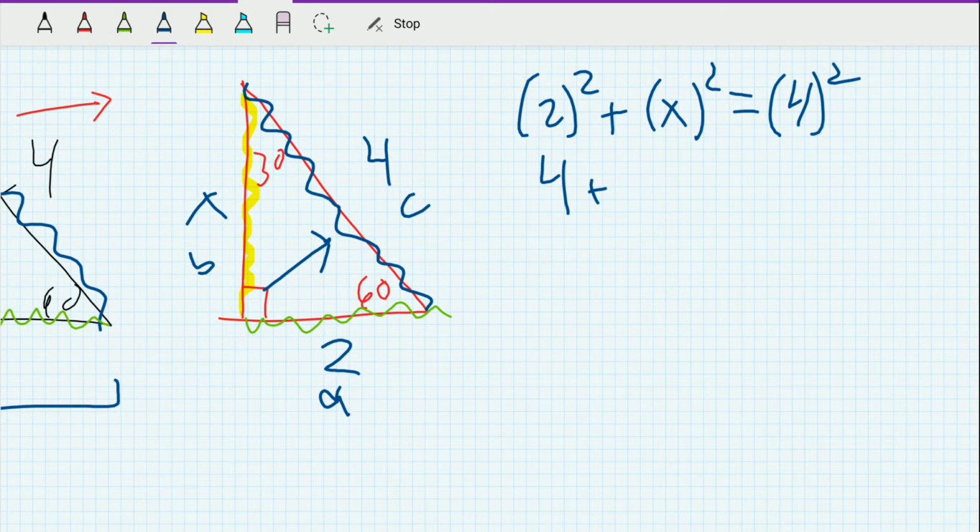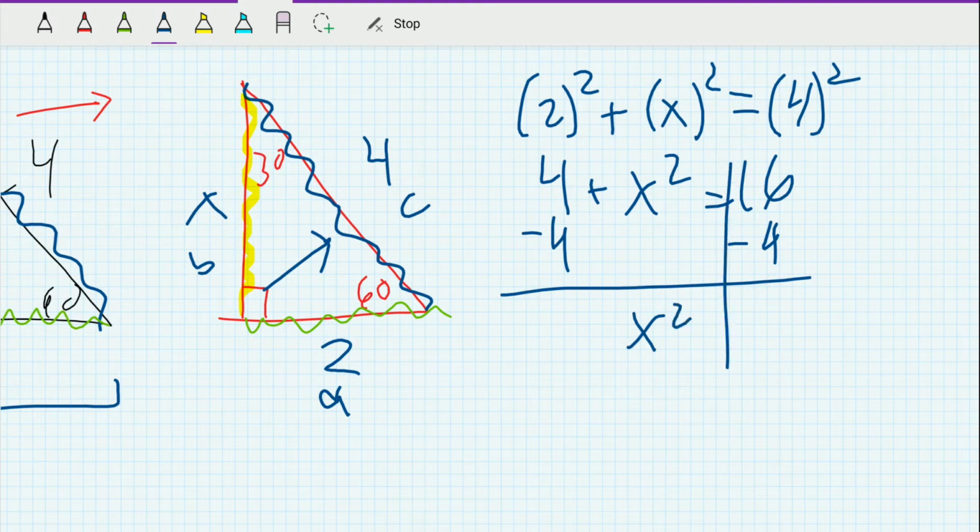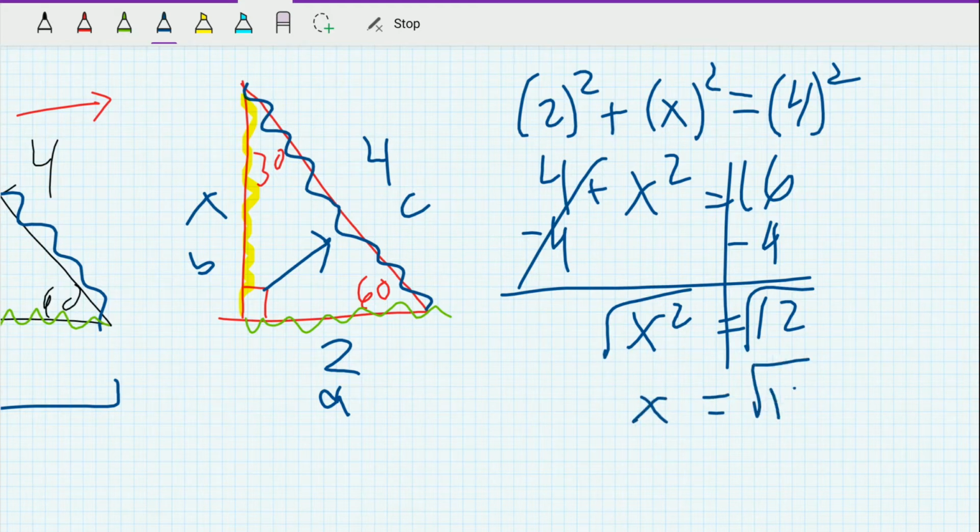So we get 4 plus x squared equals 16. We subtract 4 on both sides. We get x squared equals 12. And then we can square root, and then x is equal to the square root of 12. Okay, so we have that so far.